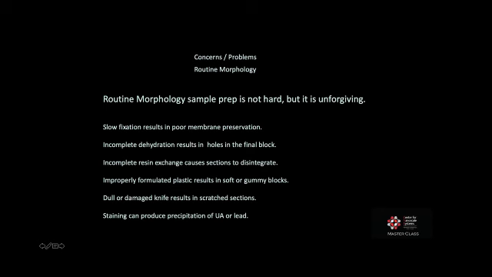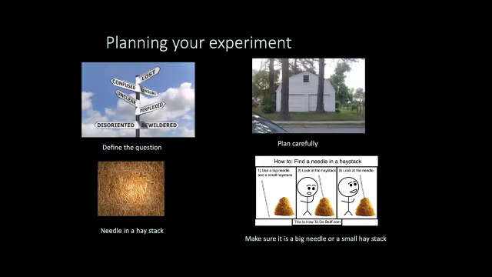sections that are unusable. And staining can produce precipitations of UA or lead. If you have lead precipitate all over your sections, it's going to look like fine-grained pepper all over your sample. It's going to be unsightly, and it's not going to be usable for analysis. So all of these problems have to be solved and mastered, and that's why some people think routine morphology is hard. But if you're careful, it can be done.